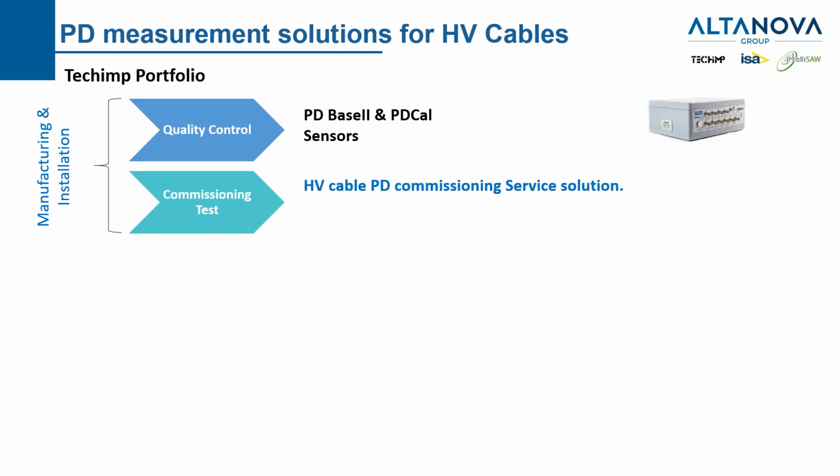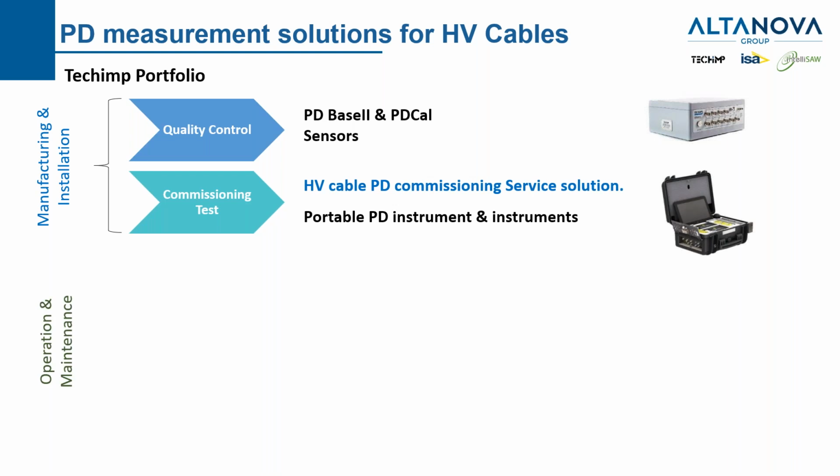We provide the service that is marked with a different color, in this case blue: HV cable PD commissioning service solution. I am part of the service department, and that was the biggest activity since I joined Techimp. We also provide portable PD instrument and sensor, sorry for the mistake here. If some customers are interested in making their own commissioning test, it will require a training and some experience, but this is something that we still can provide and offer.